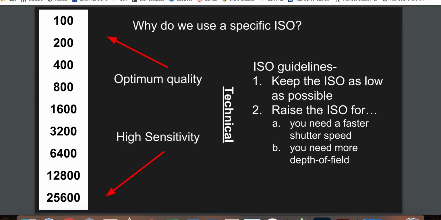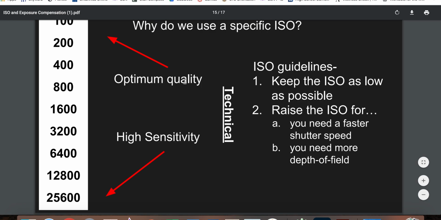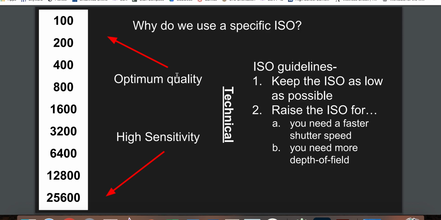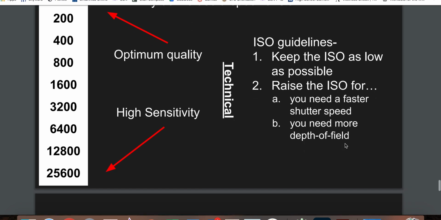So here's a little guideline for how to use specific ISOs. The lower the number, the higher the quality of the photograph. The higher the number, the higher sensitivity it has, and we will have not that great of a photograph quality wise. So generally we want to keep the ISO as low as possible, the exposure as low as we can. We raise the ISO if we need a faster shutter speed, if things are moving fast, or you need more depth of field, so longer view range.